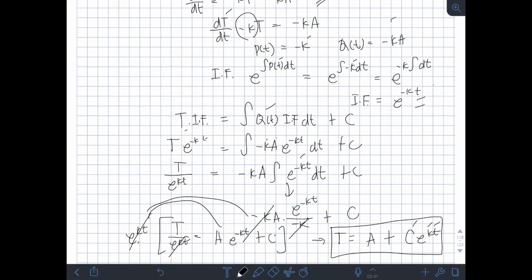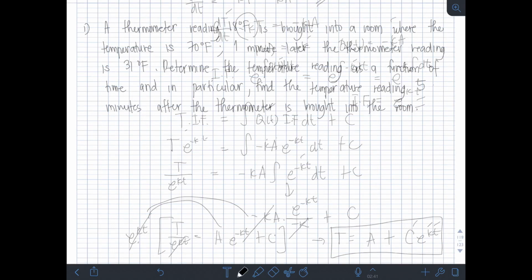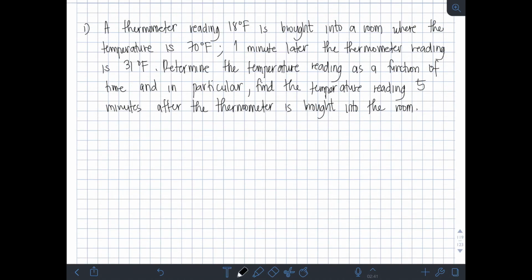Pwede natin gamitin para masolve si C yung initial condition na ano yung temperature ng body initially. And then, dapat meron pa tayong isang another value for temperature at another specific time para masolve natin si K. Okay? Okay, so para ma-illustrate natin yung derived formula for Newton's law of cooling, ay mag-solve tayo ng examples.